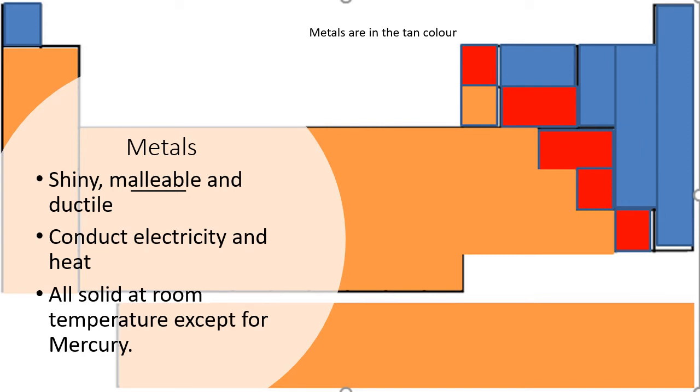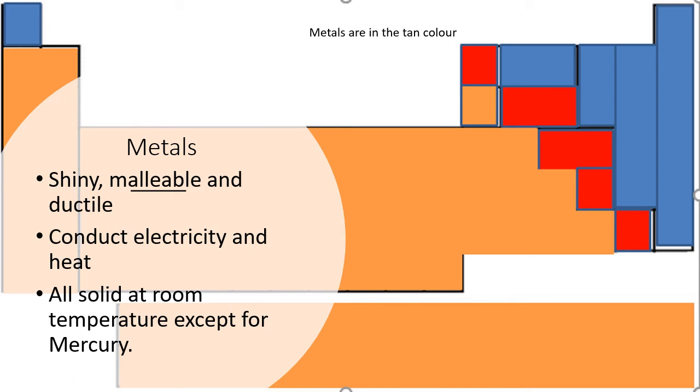Metals. So metals are shown in tan color. Okay, so again, this is the third part of the periodic table. Here we have the metalloids, and then over here in blue we have the non-metals, and now we have all the rest of the periodic table, which are metals. Metals are shiny, they're malleable and ductile, whereas non-metals are typically dull, not very malleable and not very ductile.